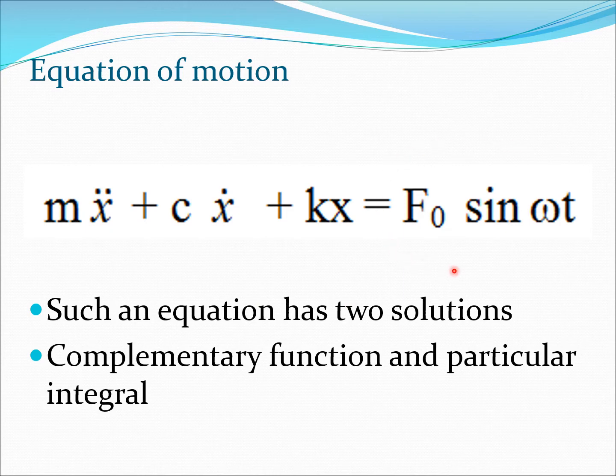Now if you go back to the theory of differential equations, whenever you have an equation of this form, it will have two solutions. One is a complementary function, which is obtained by setting the forcing, or the right hand side, to 0, and the second part of the solution is the particular solution, and that is obtained by keeping this particular part. So essentially this also has these two types of solutions.